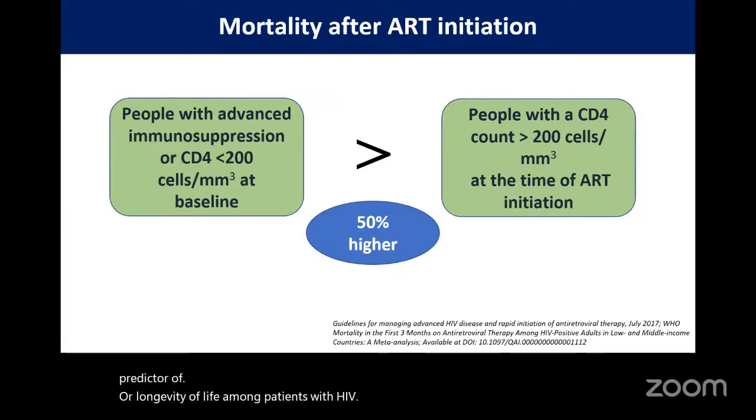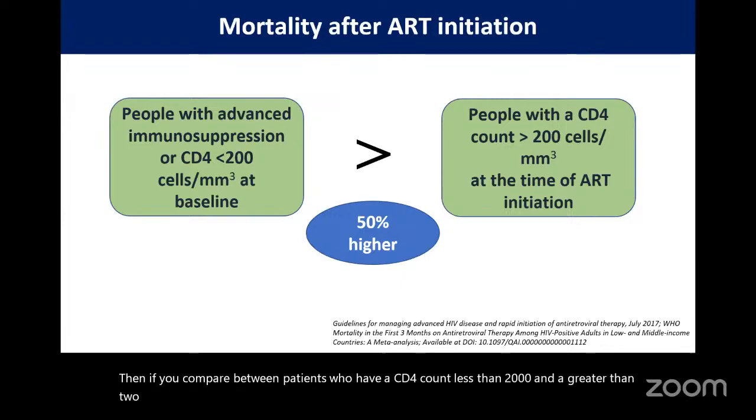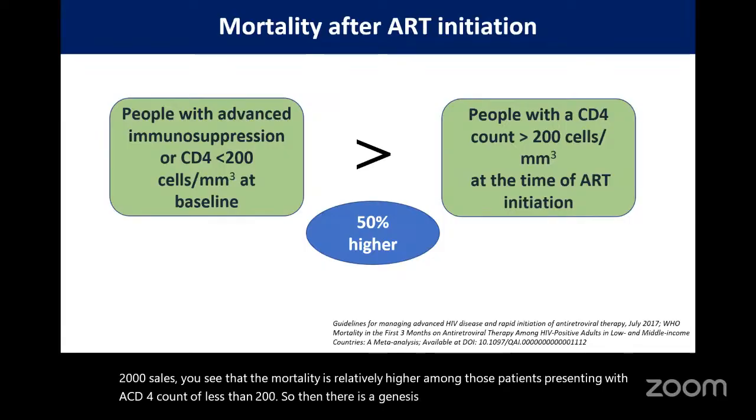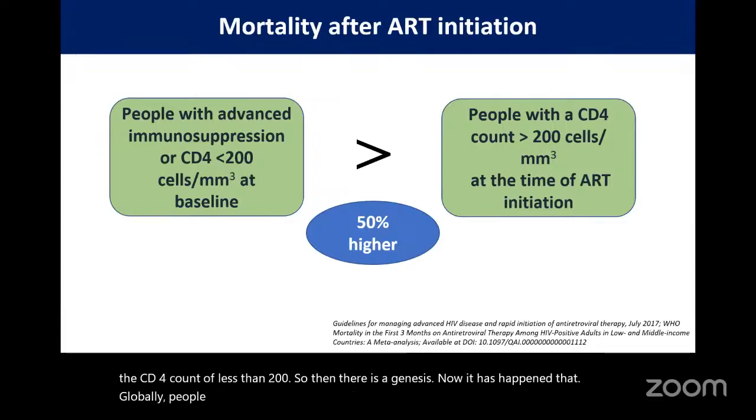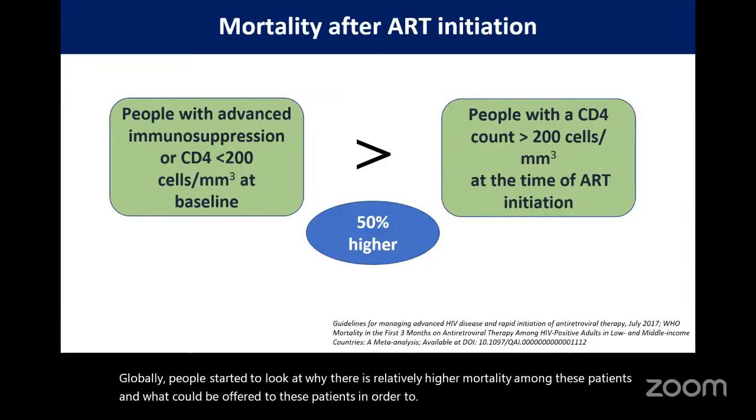Then if you compare between patients who have a CD4 count less than 200 and greater than 200 cells, you see that the mortality is relatively higher among those patients presenting with a CD4 count of less than 200. So then there is a genesis. Now it has happened that globally people started to look at why there is relatively higher mortality among these patients and what could be offered to these patients in order to reduce the mortality.